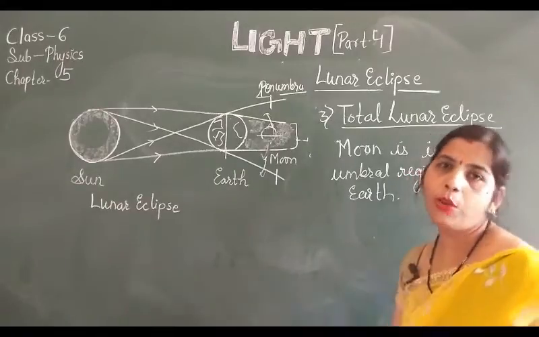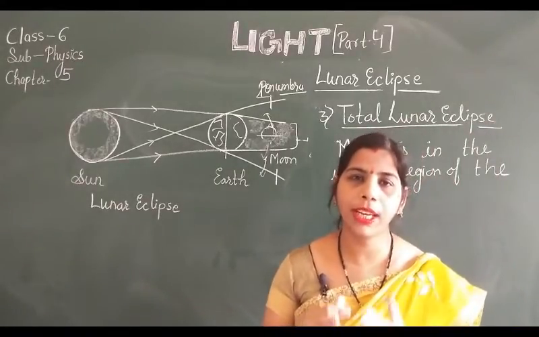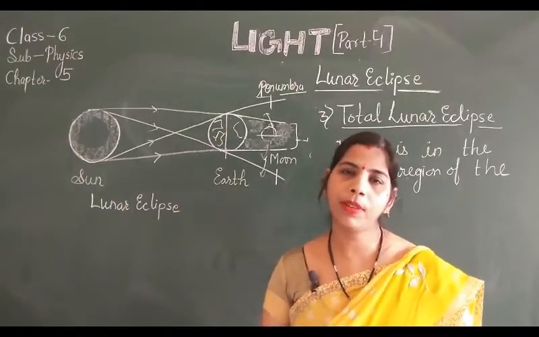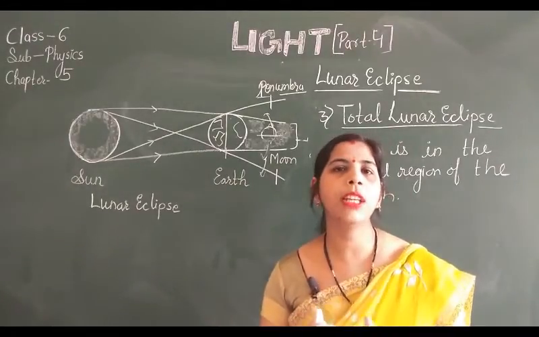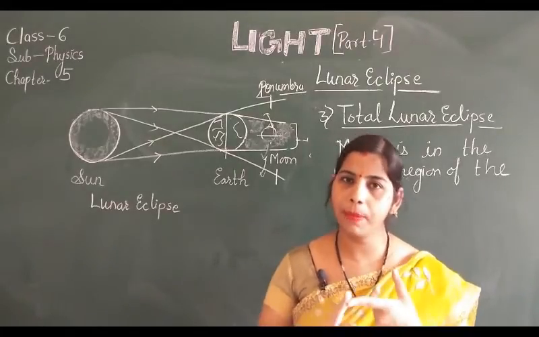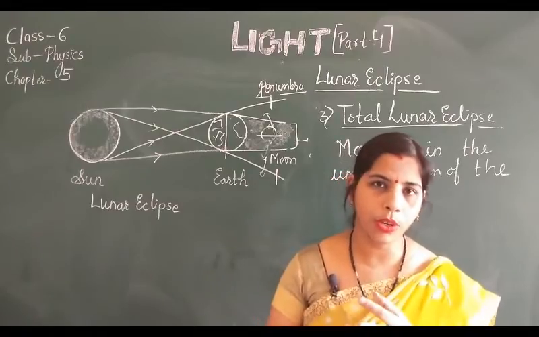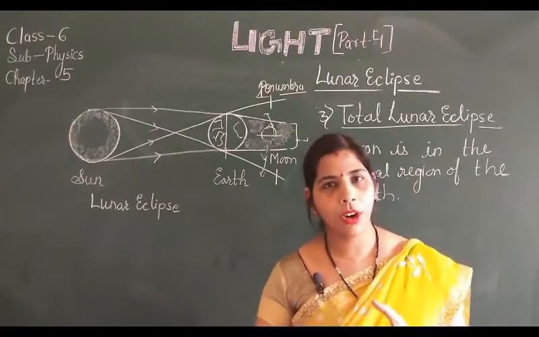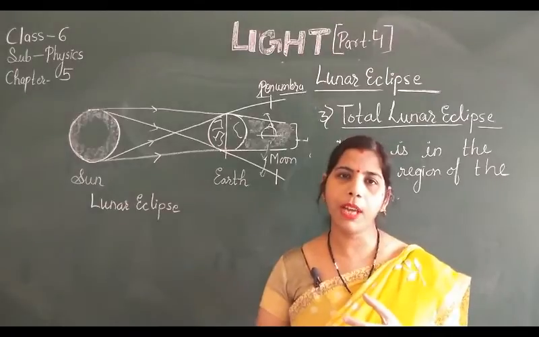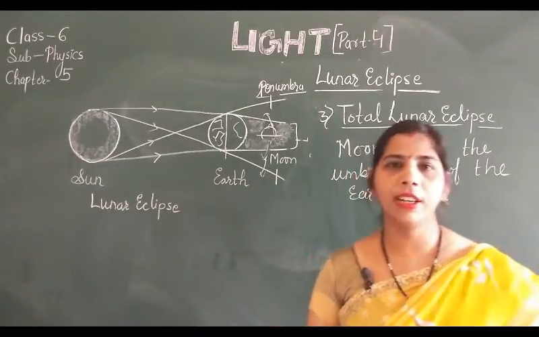So I hope you all understand whatever I have taught you. Today I taught you about the eclipse and two types of eclipses, of which I taught you only the lunar eclipse. And the lunar eclipse is of three types: penumbral lunar eclipse, partial lunar eclipse and the total lunar eclipse. The last topic of this chapter, the solar eclipse, I will tell you in the next video. Till then, watch the video and understand the things.